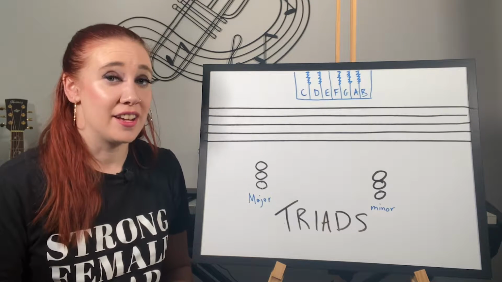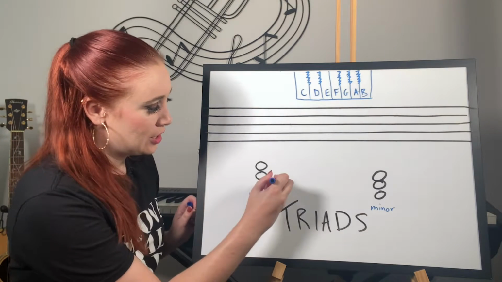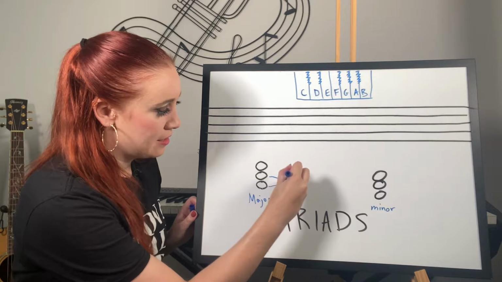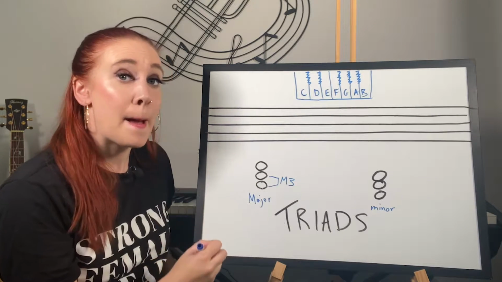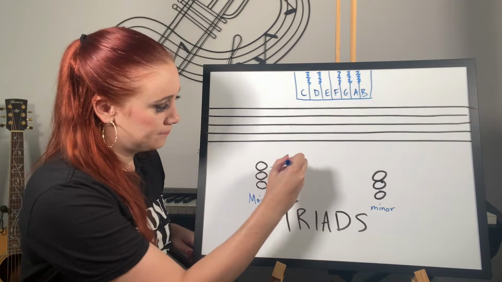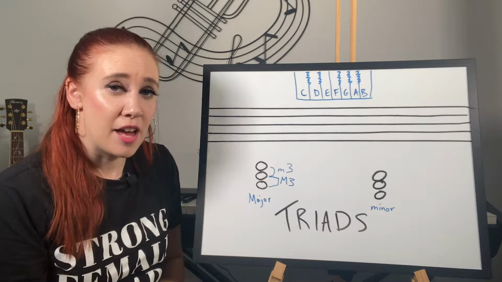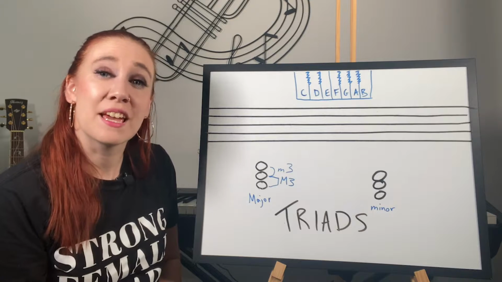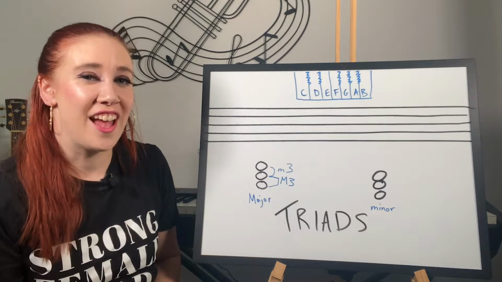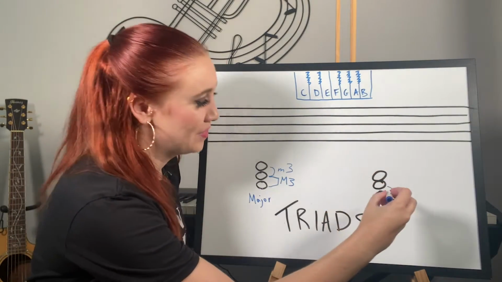Our major triad has a major third between the first and middle note. So from the bottom to the middle, we have a major third. But between the middle and the top, there is a minor third. Now, if we look at our minor triad, this time the first interval we have is a minor third. So a major triad starts with a major third and a minor triad starts with a minor third. And then we have a major third.